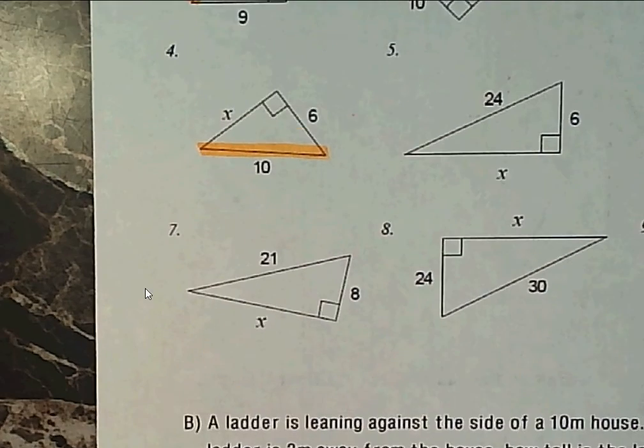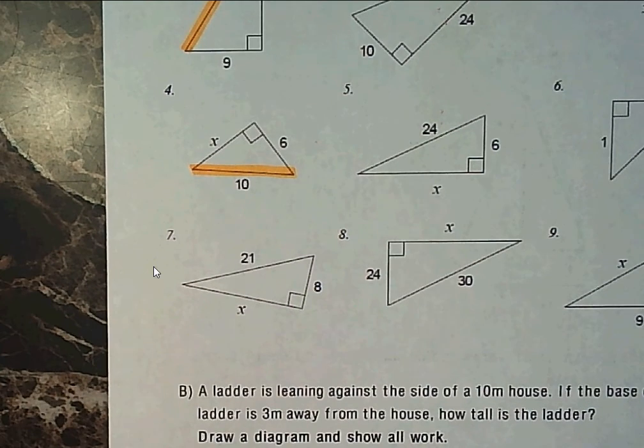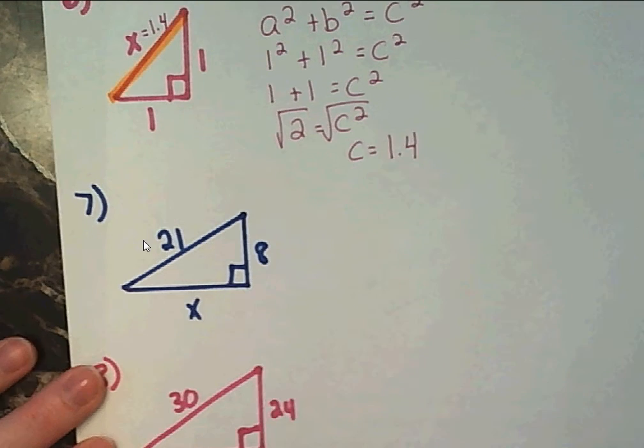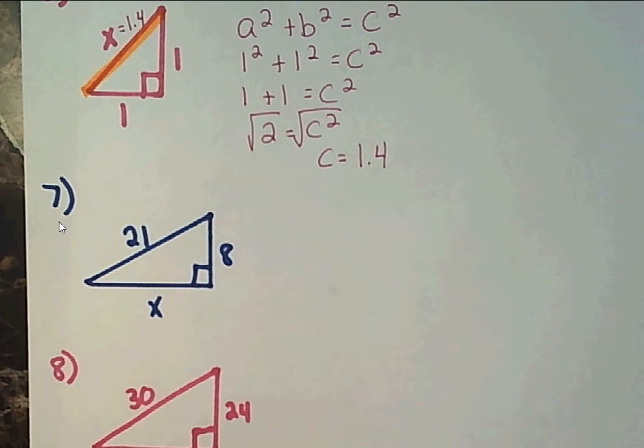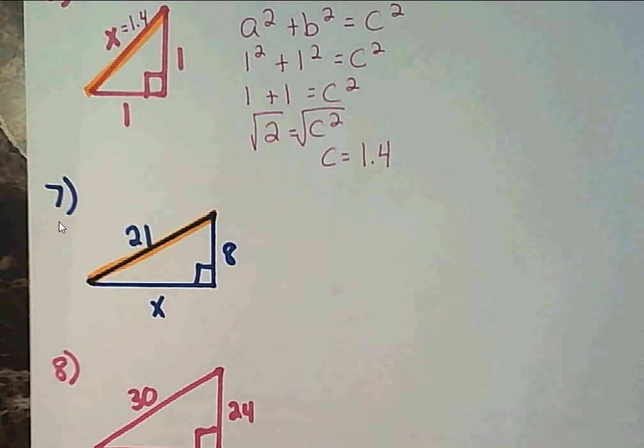Okay, let's take a look at number 7. Let me zoom up so you can see it. Let's see how we could go about solving for number 7. I redrew it for us so we could see. Now, we're not missing the hypotenuse because here's our hypotenuse. We are missing one of the legs.